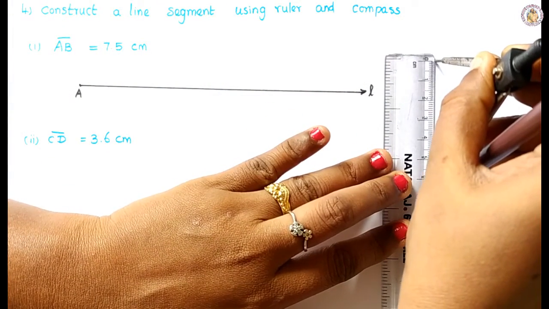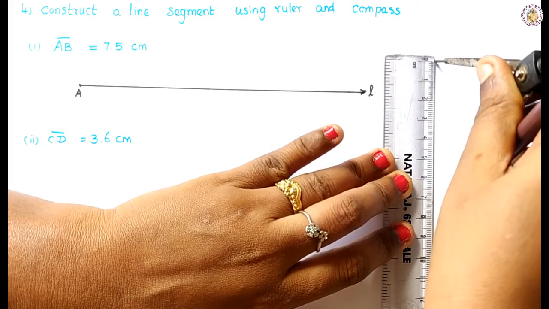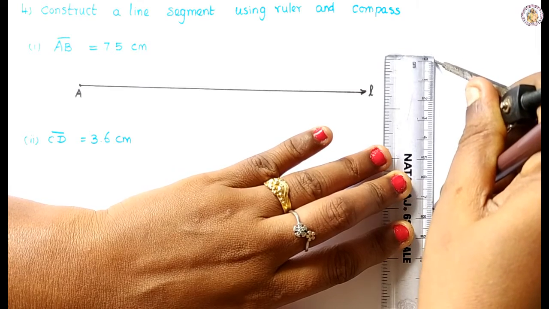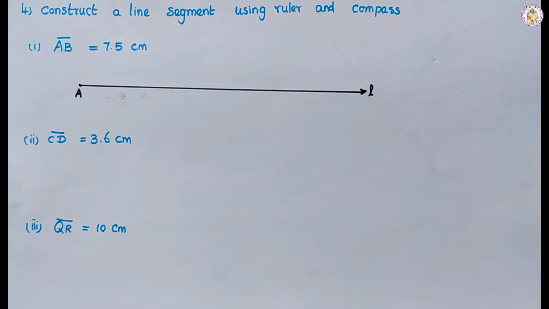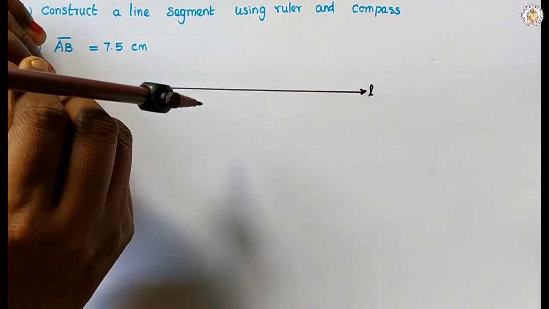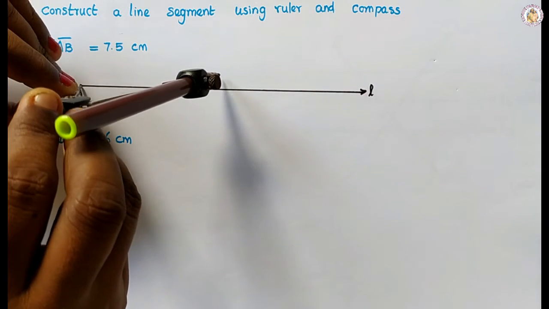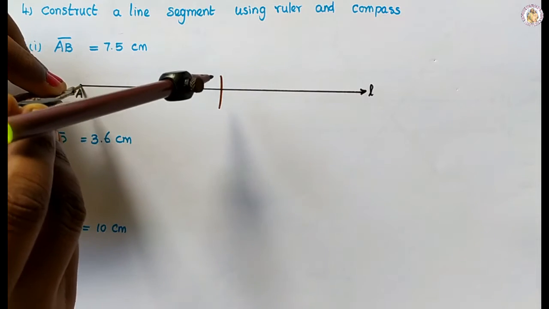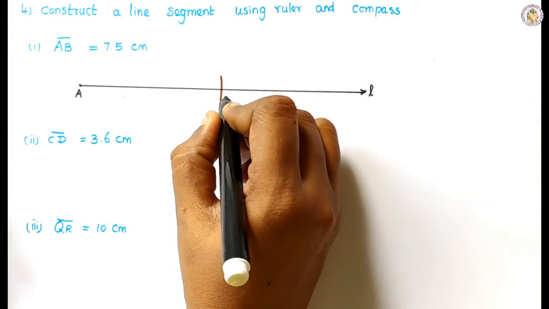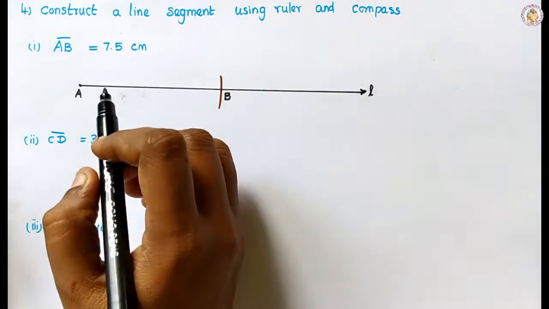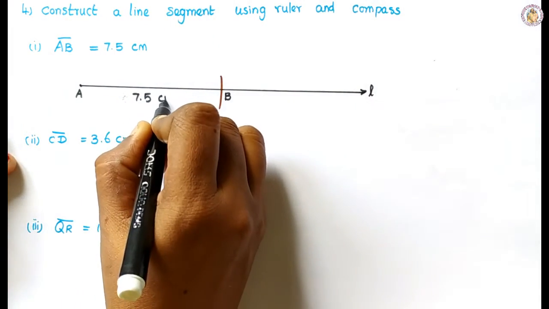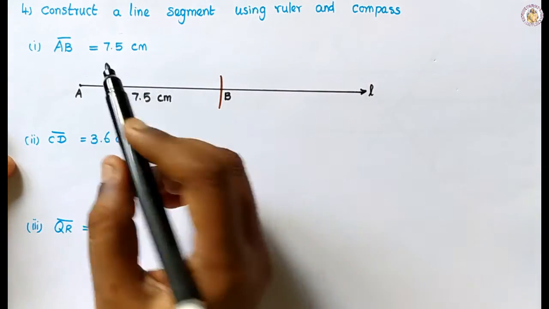From 0, measure 7.5 in your compass, and with A as center, draw an arc on line L. It is named as B. Now AB measures 7.5. That is the required measurement, right?